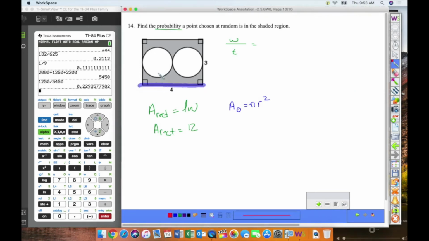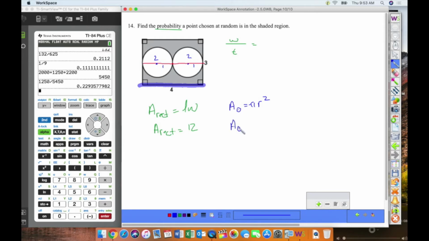To find the area of these circles, I need a radius or a diameter. The problem is they don't tell us that these two circles are congruent. We have to assume it. Sure, they look the same, but they don't tell us. But this distance right here is definitely 4. Assuming these two circles are congruent, that means this one is 2 and this one is 2 for diameters, meaning the radius of each circle is 1.